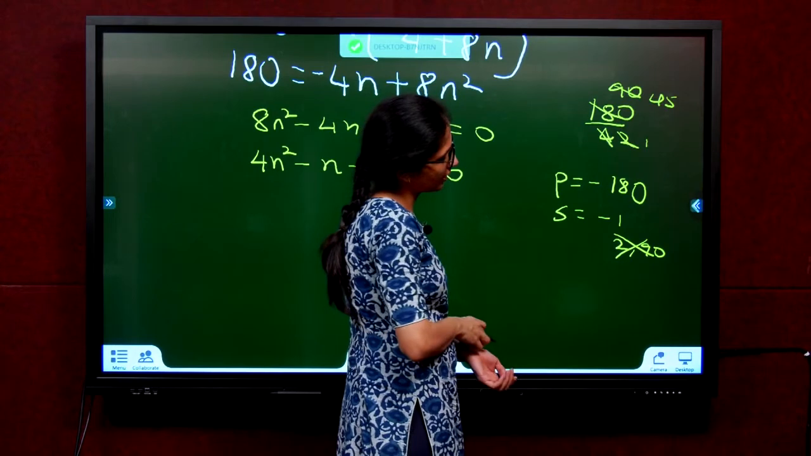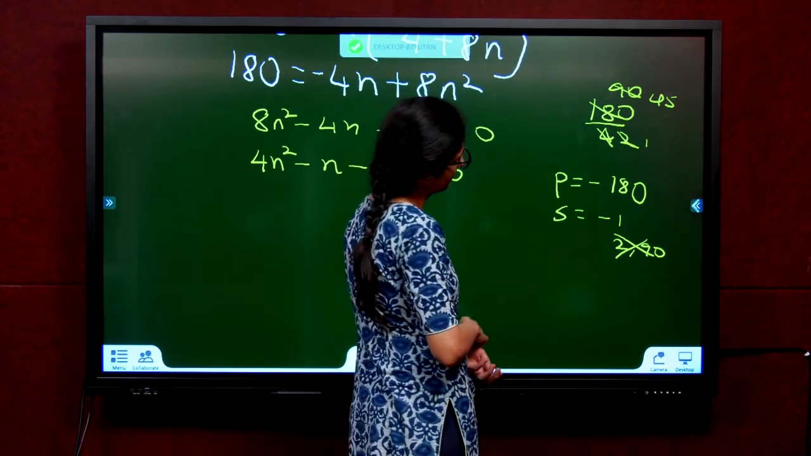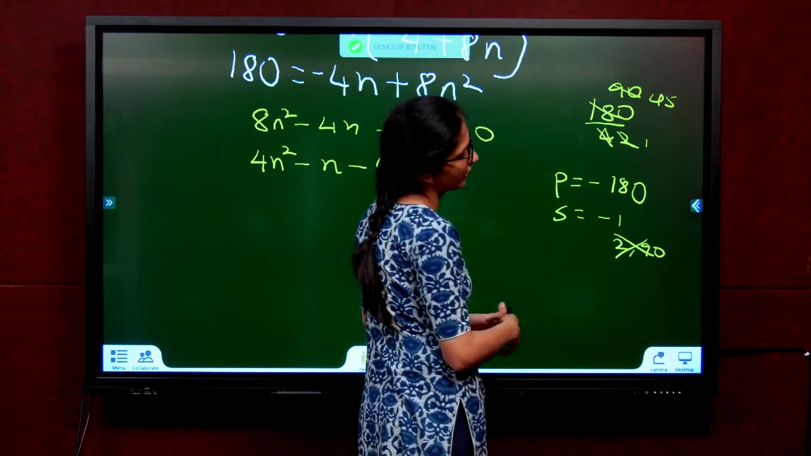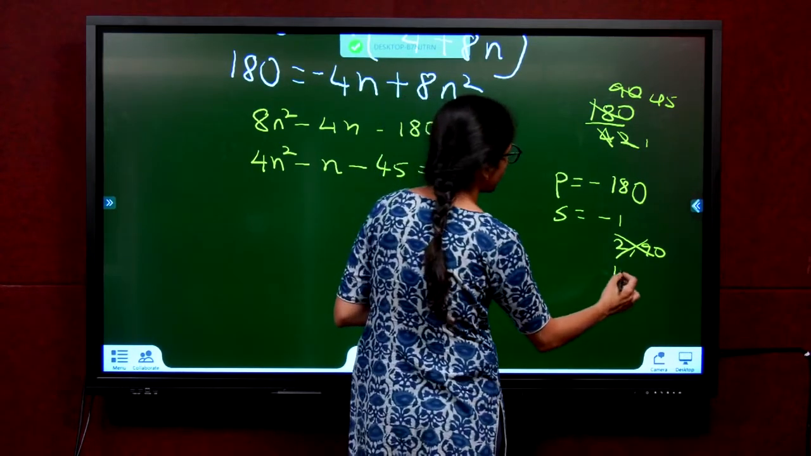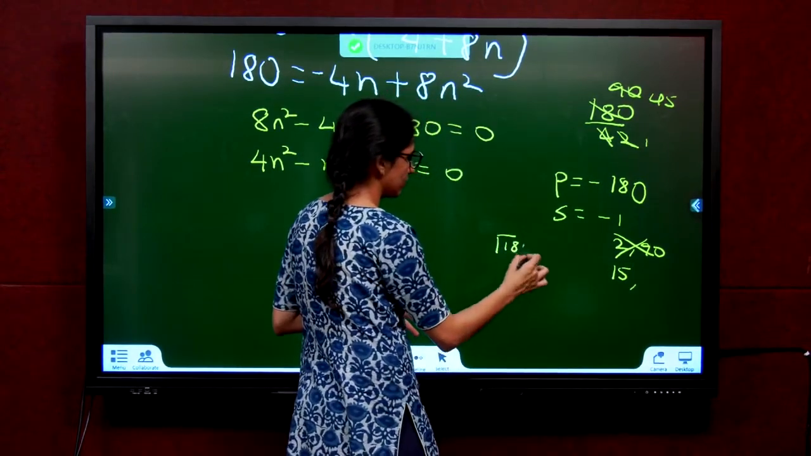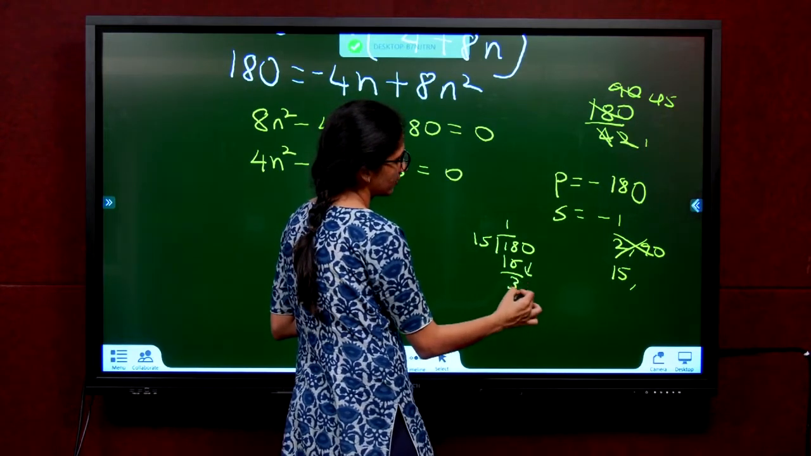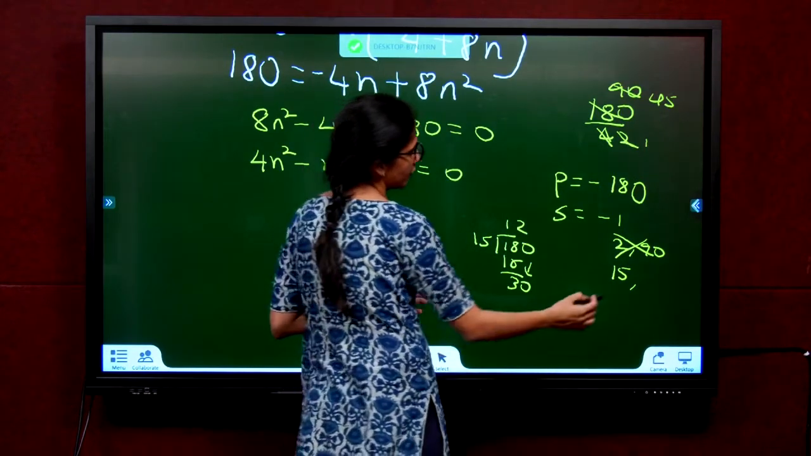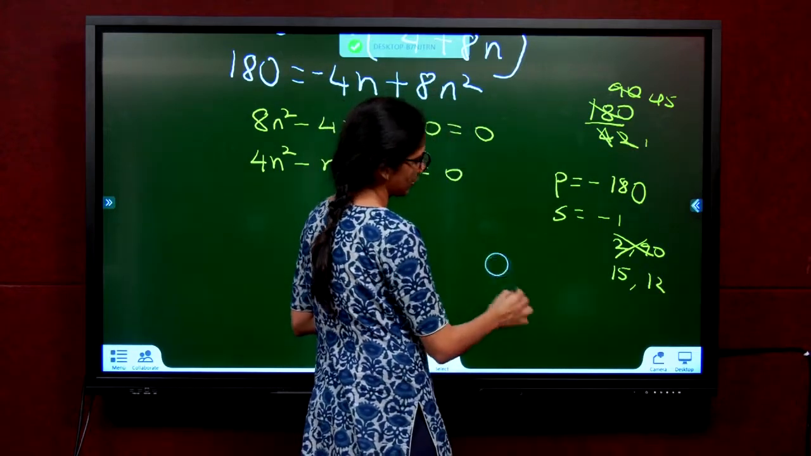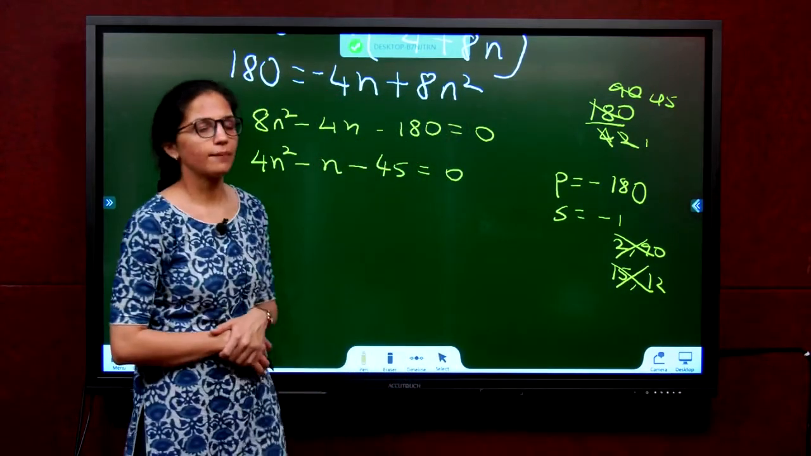Next, what possible answer do we have? Will it go by 15? First, okay, we can try 15. Will 15 and 180 go? Yes. So 15 and 180 will go by what? 180 is here, 15. So 15 ones are 15, 3, 0. 15 twos are. 15 and 12, will it give 1? That also it will not give. So I am not able to guess the answer. I am not able to split it.